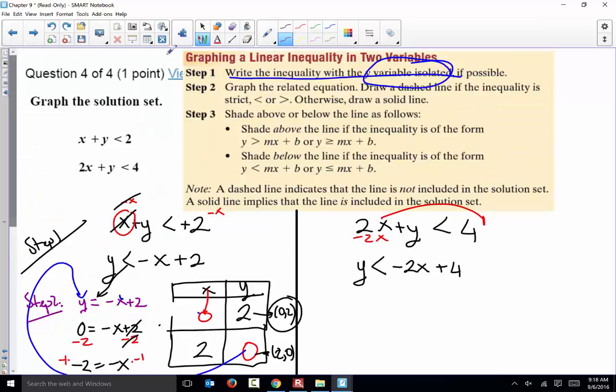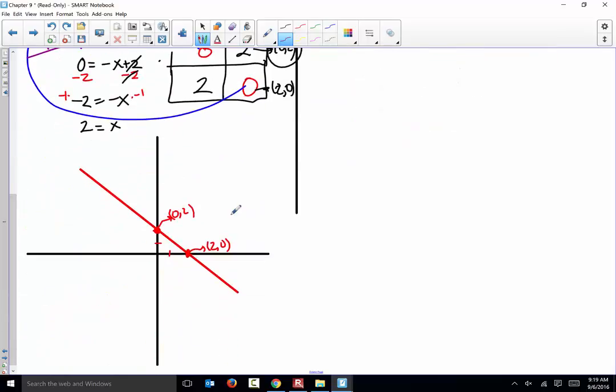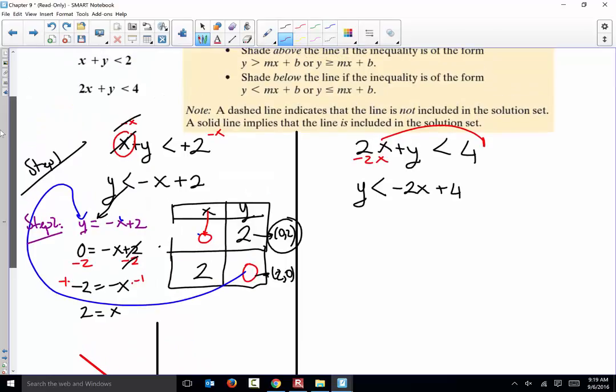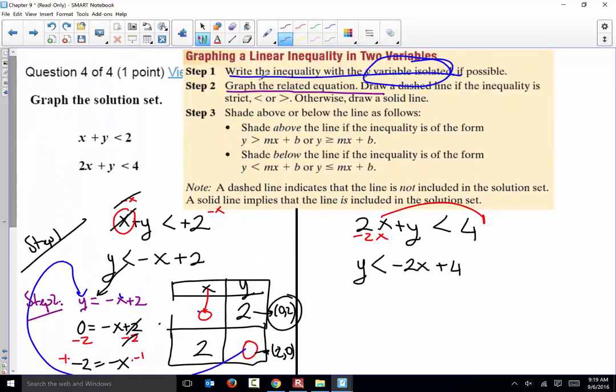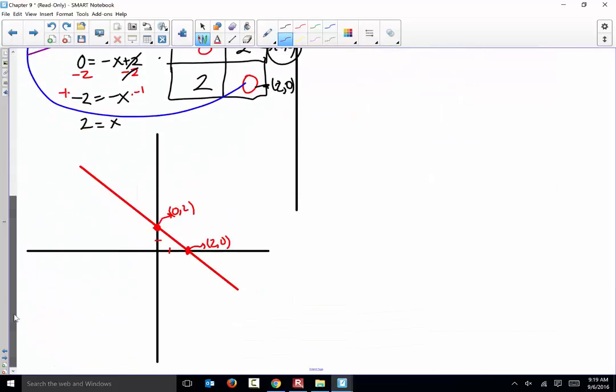Step 2, left side, says graph the related equation. I did. Is it over? No. If you read the step 2 statement, it says not only graph it, but also determine if you're going to make that graph in a dashed or solid line. Dashed or solid. So which way is it going to be?